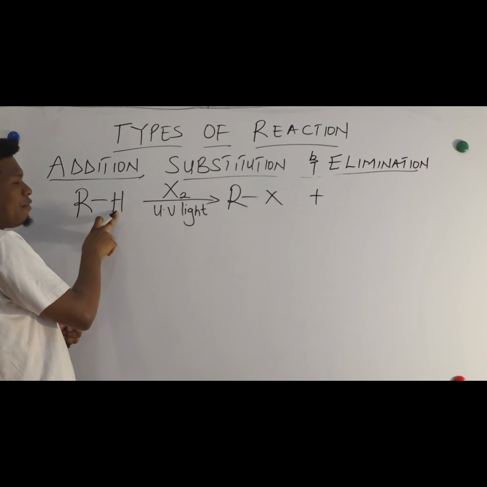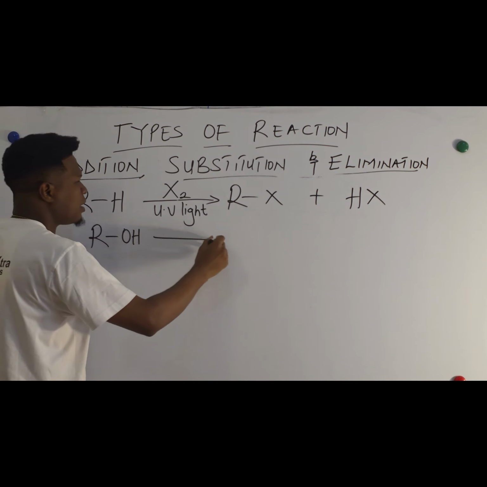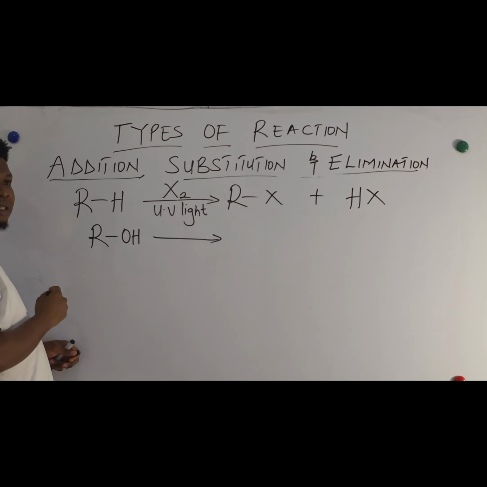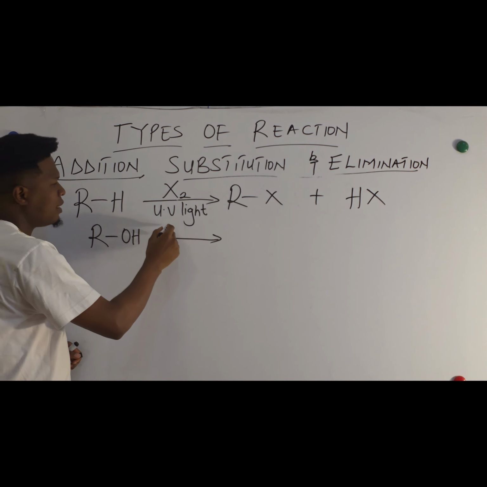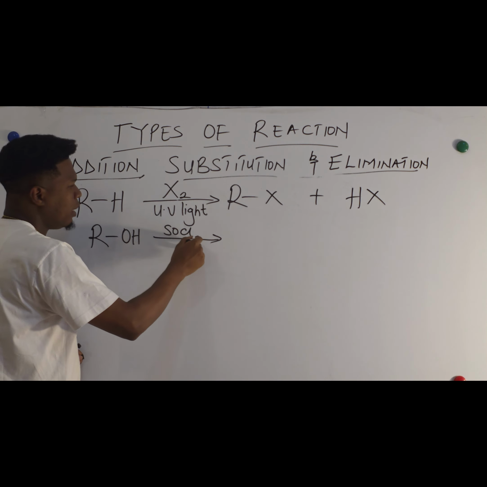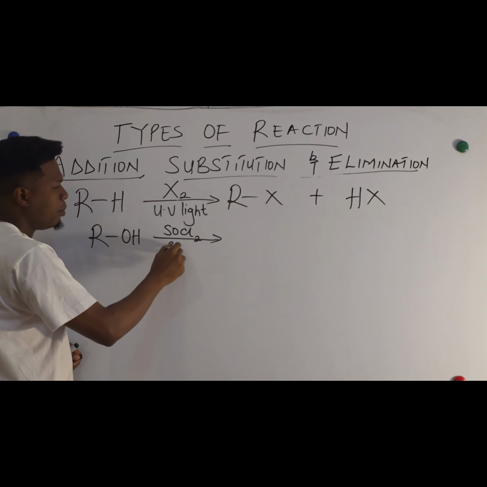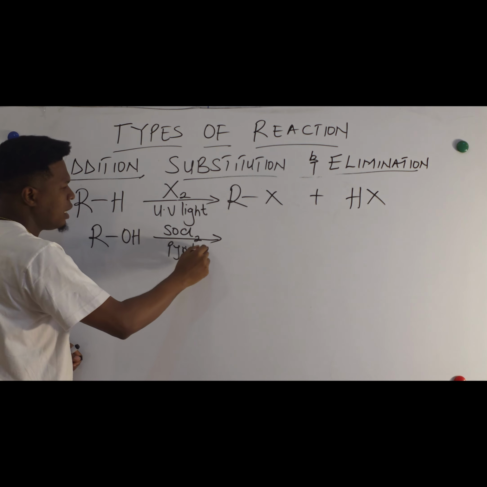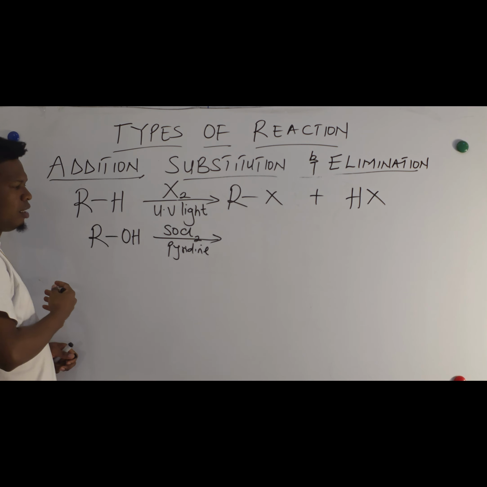Not just in alkane, also in alcohol. In alcohol, halogenation, substitution reaction also takes place. For example, if I have something like this and I am reacting it with, let's use thionyl chloride, okay? Thionyl chloride dissolved in pyridine. This is the solvent for this. If you have something like this reaction can go.